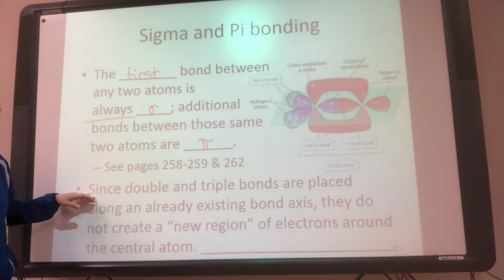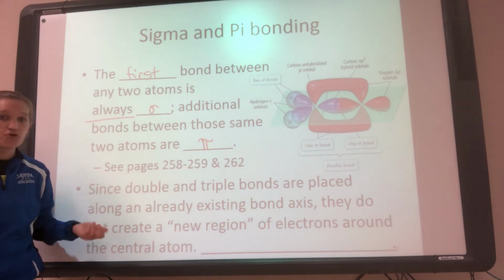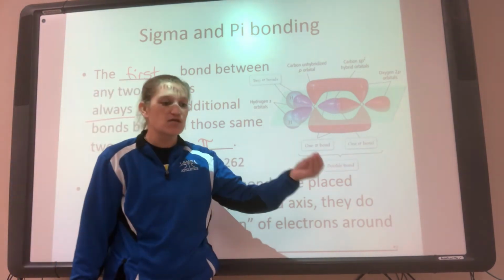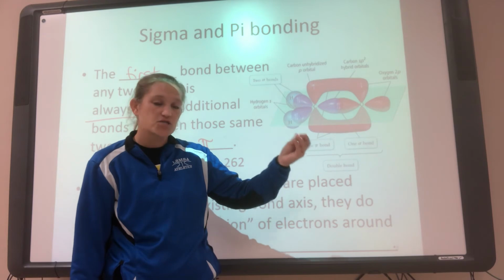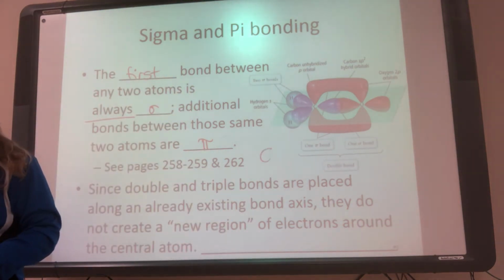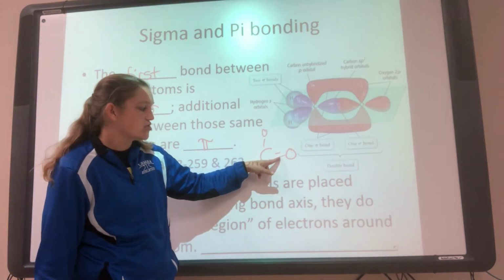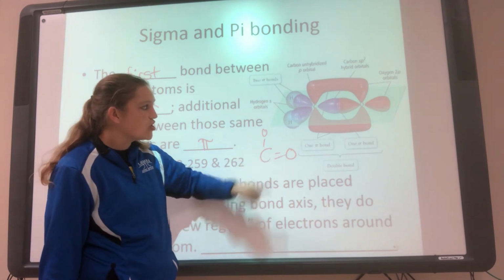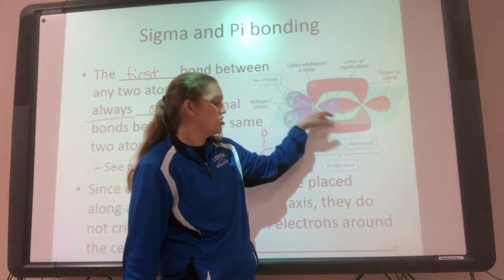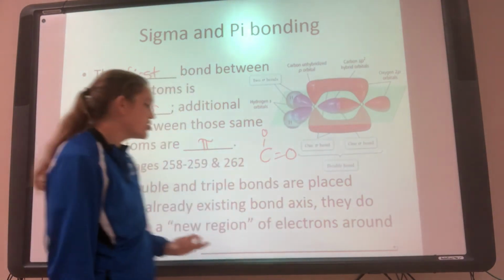Okay? So since double and triple bonds are placed along an already existing bond axis, they don't create a new region of electrons. So this is why whenever I'm counting my electron groups, it doesn't matter if it's a single bond or a double bond when I count. I just count attachments. So remember if it was something like this, we saw this is one electron group, this is one electron group. The reason this is only one electron group is because it's not creating a new region. All it's doing is adding to this region that was already created.